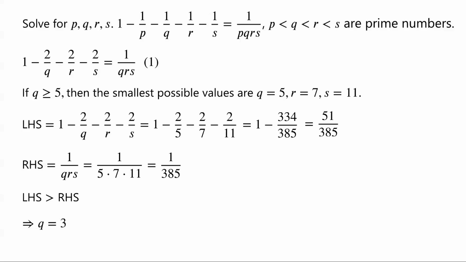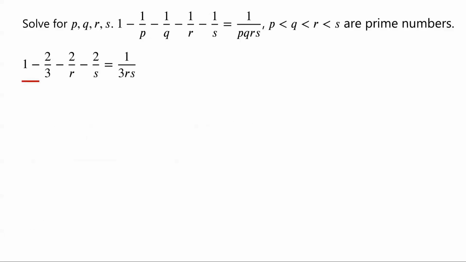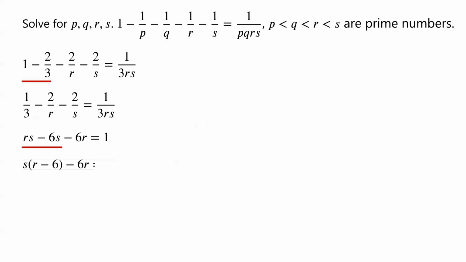Substitute q equals 3 into equation 1, we have 1 minus 2 over 3, minus 2 over r, minus 2 over s, equals 1 over 3rs. 1 minus 2 over 3 equals 1 over 3. Multiply the equation by 3, we have rs minus 6s minus 6r equals 1. rs minus 6s can be factored as s times r minus 6.